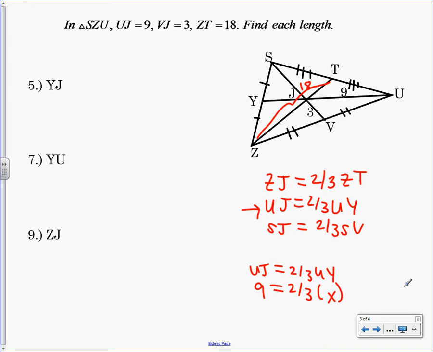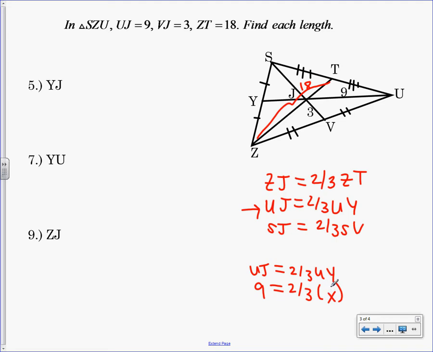What's being done to the X? You could multiply by the reciprocal, 3/2, or you could divide by 2/3. Either way, pick one. So if you have a calculator, dividing by 2/3 is fine. If you don't, multiplying by 3/2 is probably what you would want to do. So everybody is in a math class and we have a calculator, so let's get that out. And take 9 divided by 2/3, or 9 times 3/2, whichever one you prefer.